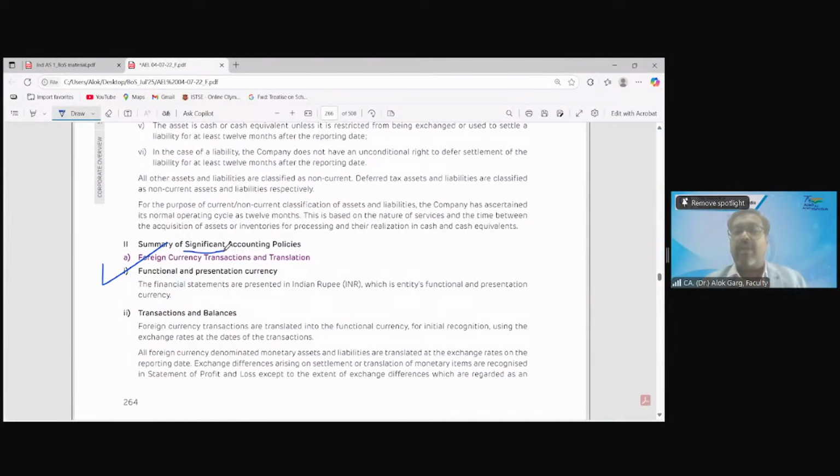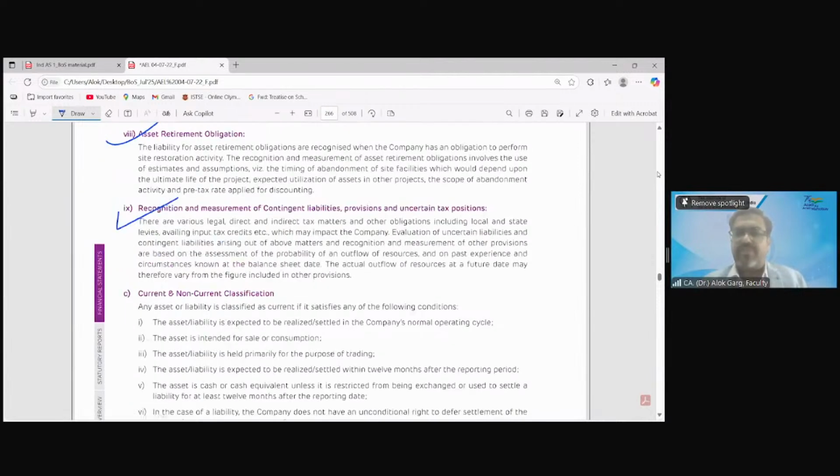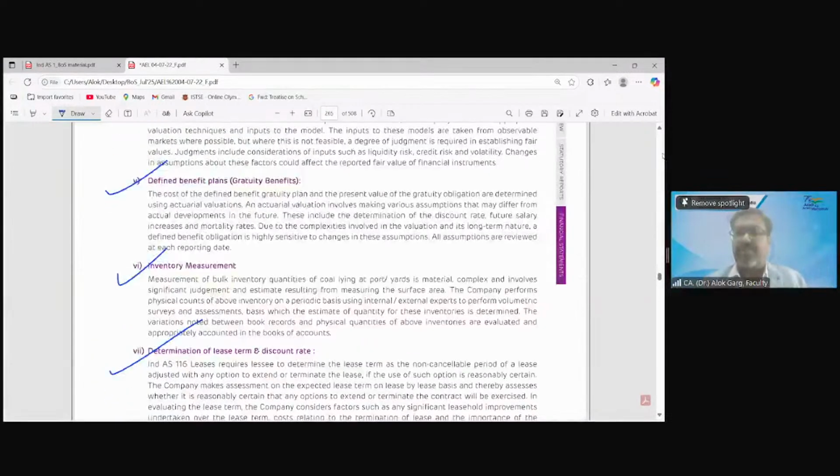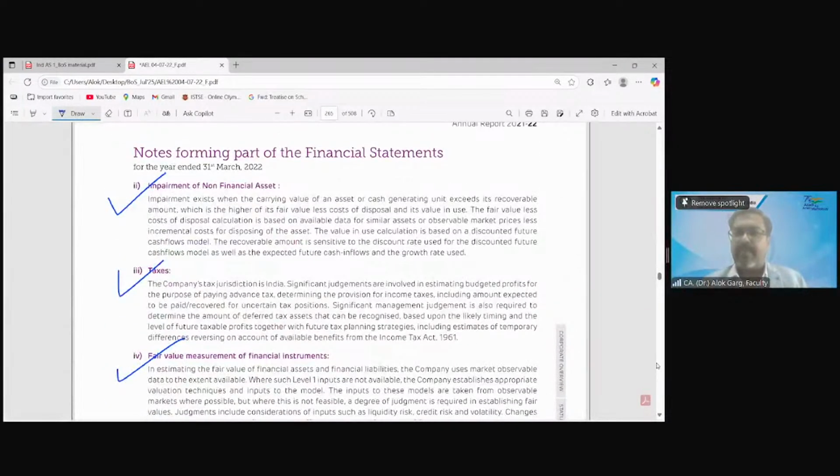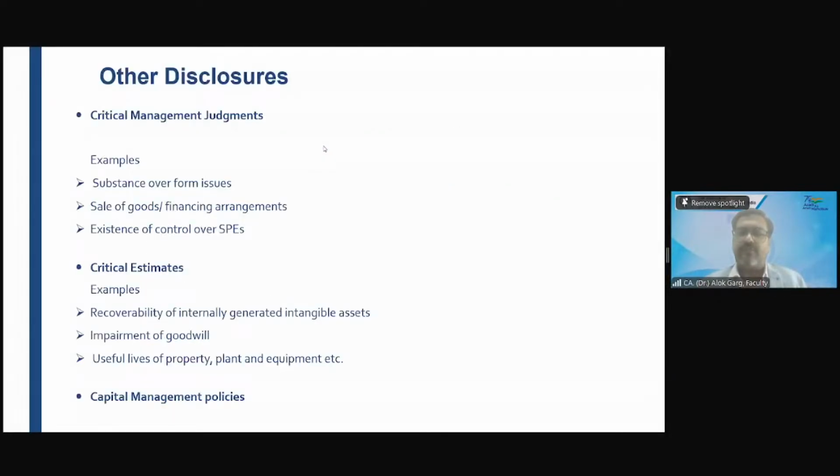This is an old annual report. That is why the word is "significant". This annual report is for FY 21-22. So from 23-24, the word has been changed to "material accounting policy", right? But have you understood this use of estimates and judgments, the disclosure of estimates and judgments in addition to accounting policy? After looking at this real life example, is it clear to all of you? Is it clear to all of you? Yes or no?